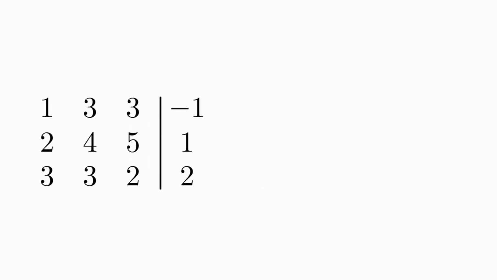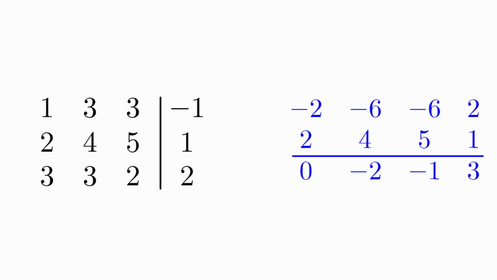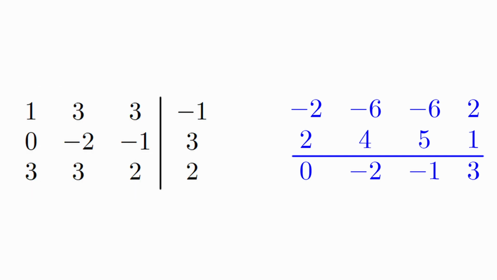We must do an addition such that we'll get a 0 here. To do that, we multiply the first row by -2, getting this. Now, when adding the two rows, you can see that we got a 0. We replace the second row in the matrix with this new equation, while the first row remains unchanged.